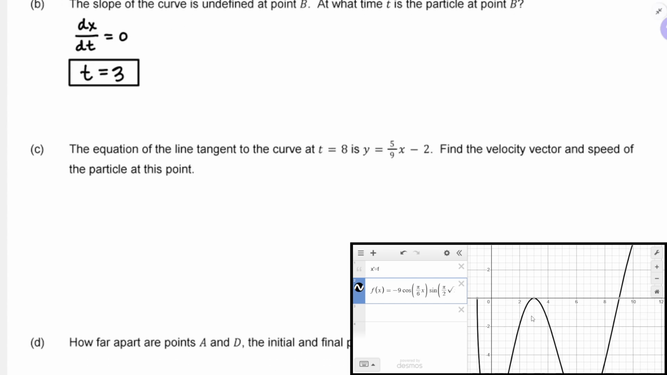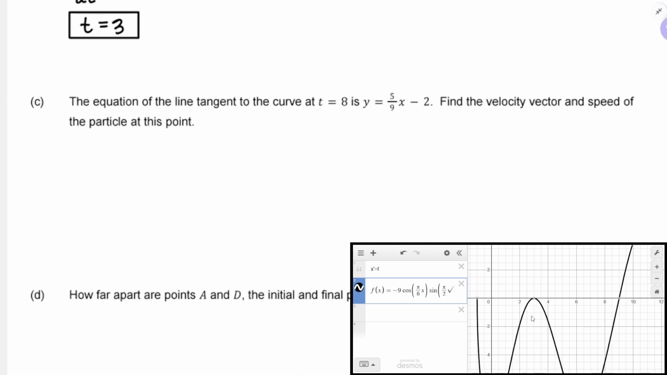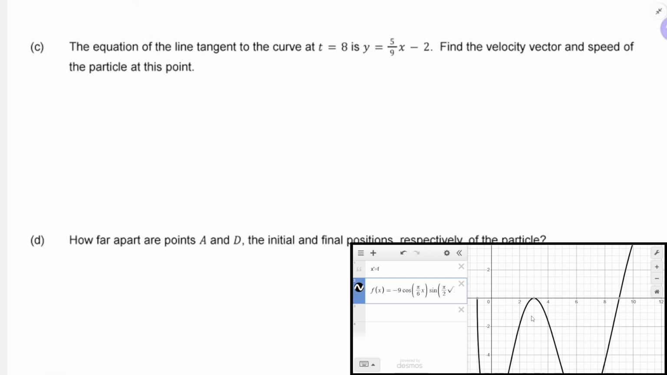Let's see, this is where it really starts to get interesting. This one's a little challenging. If they tell us the equation of the tangent line at t equals 8 is y equals 5/9 x minus 2, really the key information there is the slope of the tangent line. That's something we can work with in calculus, right? It's the derivative. It's going to be dy/dx. They're going to ask us for the velocity vector and the speed of the particle at this point.